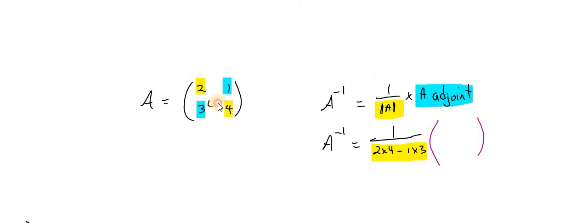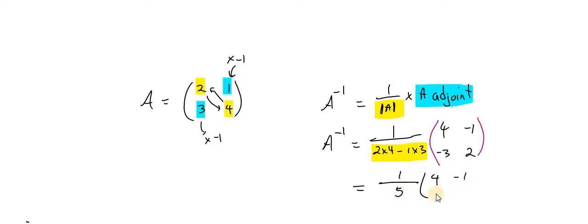Let me just explain that quickly. You're going to switch these. Switch 4 and 2, so we put 4 here and 2 here. And then you multiply this one here by -1, and you multiply this one here by -1 as well. So when you multiply 1 times -1, you get -1. When you multiply 3 by -1, you get -3. So when you simplify this, 2 times 4 is 8, and 8 minus 3 is 5. And you have 4, -1, -3, and 2.